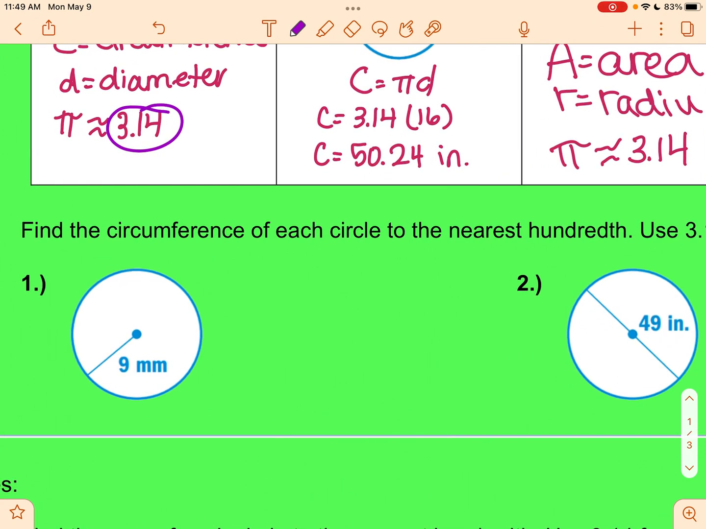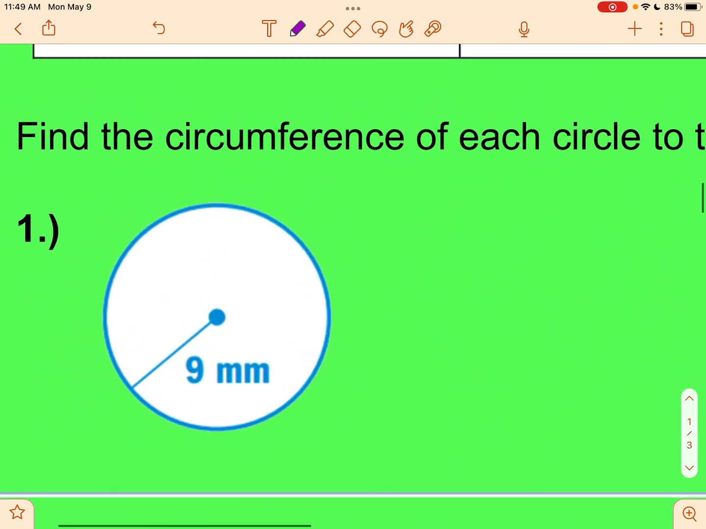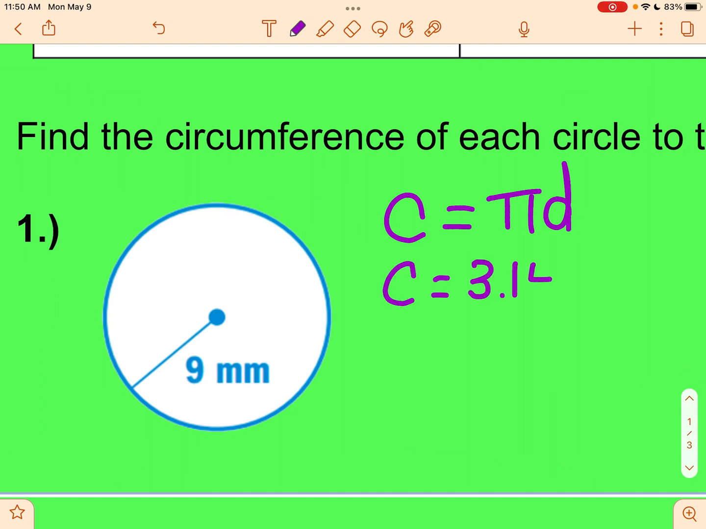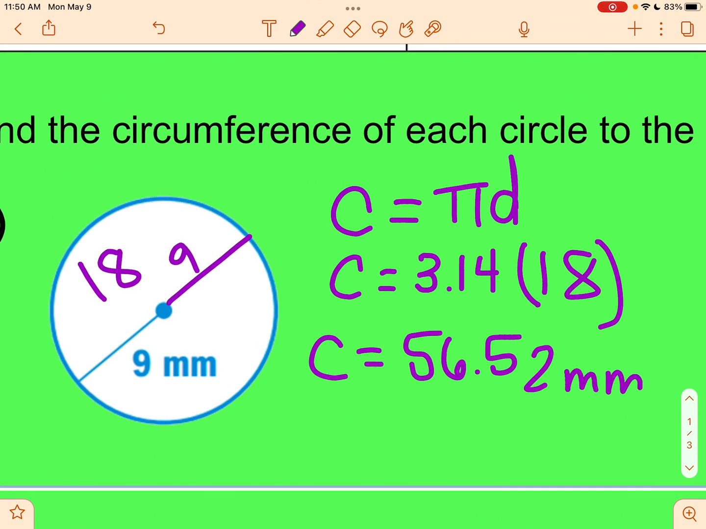So number 1, we need to find the circumference of each circle to the nearest hundredth. Use 3.14 for pi. Alright, so circumference, C equals pi d. I want you to write that for every single one so that you start remembering that. Okay, so C equals pi, we said was 3.14, times our diameter. Well, we don't know our diameter for this one. We know our radius is 9. So our diameter would be 9 plus 9, which is 18. So we're doing 3.14 times 18. Now I'm going to type that into my calculator, and I get 56.52 millimeters.